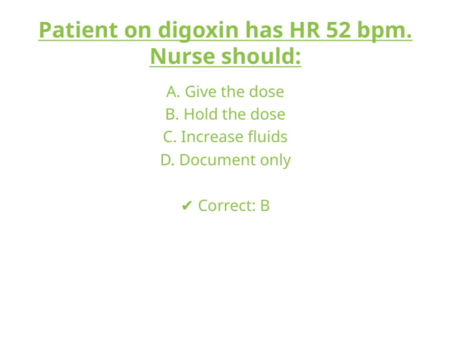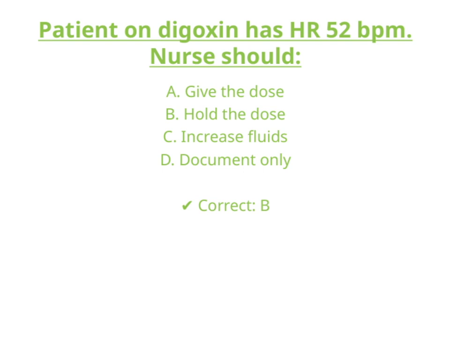Now, let's look at the options for how the nurse should respond when a patient on digoxin has a heart rate of 52 beats per minute. The options are to give the dose, hold the dose, increase fluids, or just document only. The correct action here is to hold the dose.